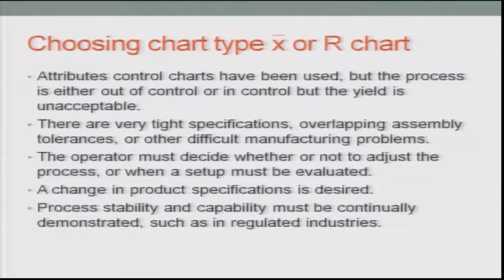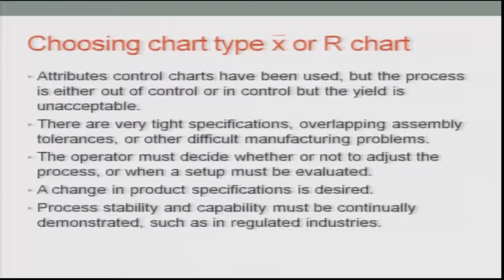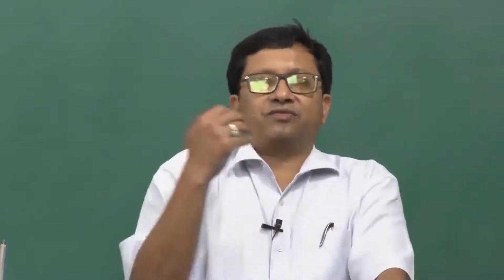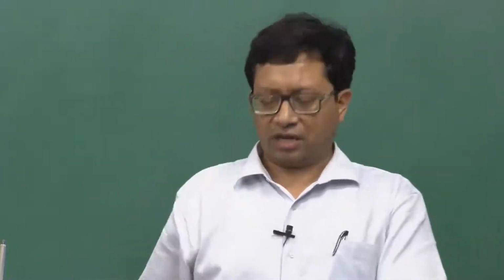A change in product specification is desired, and then you will want to implement those specifications for the production process as required. Process stability and capability must be continually demonstrated, as regulated in industry, and you will take back the information from the industry and make your studies of the charts, whether they are related to quality control, to some variables being studied, or to some attributes being studied. Obviously you will take corrective actions to find out where the problem is, but before that the charts have to be drawn.